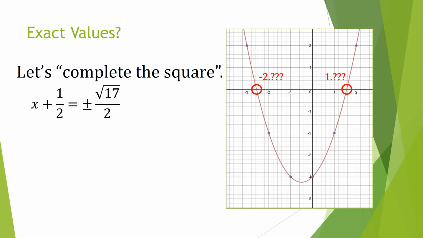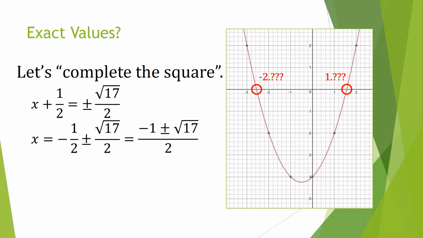So starting with that value, we now can do a couple of things. Well, the first thing we can do is subtract 1/2 from both sides, telling us that x is equal to -1/2 plus and minus the square root of 17, all of that over 2. And we can get a common denominator there and say that the answer is -1 plus minus the square root of 17, all of that over 2.